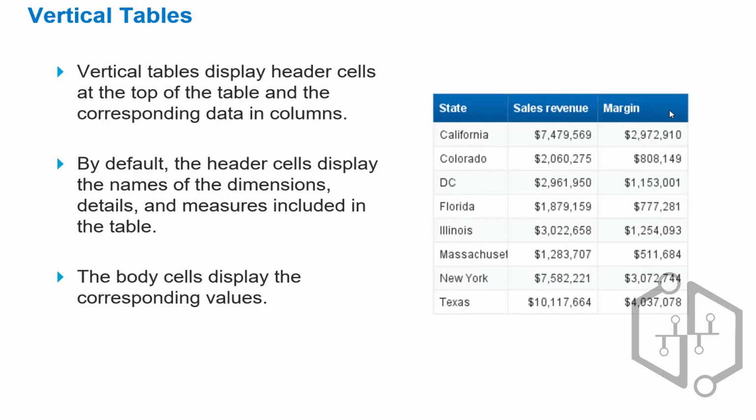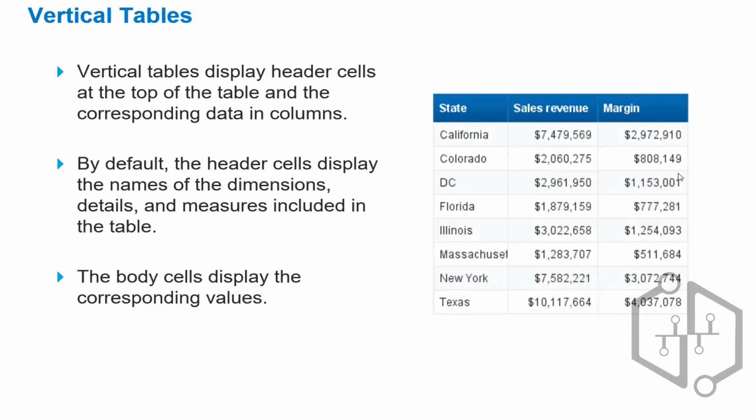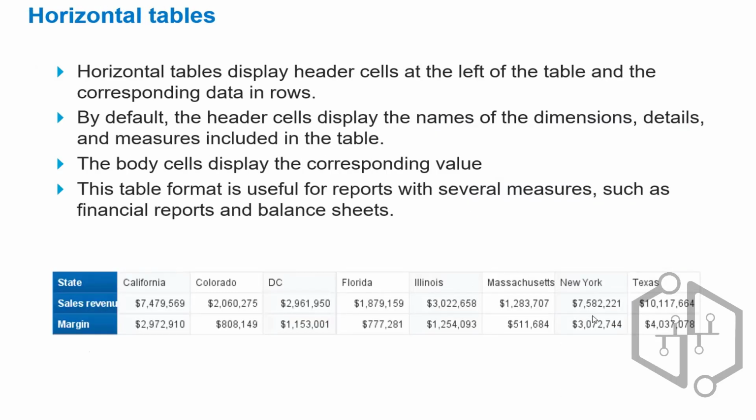This is margin. So by default, header cells display the names of the dimensions, details, and measures included in the table. The body cell displays the corresponding values. This is the body and this is the header. In a vertical table the headers are represented at the top of the table, whereas in the horizontal table, the header cells are at the left of the table and the corresponding data in rows. Whereas we have the data in columns there, here the data is in the rows. So that is called a horizontal table.